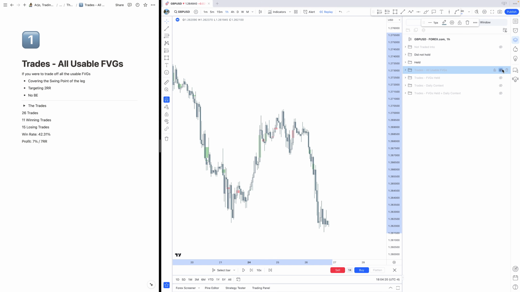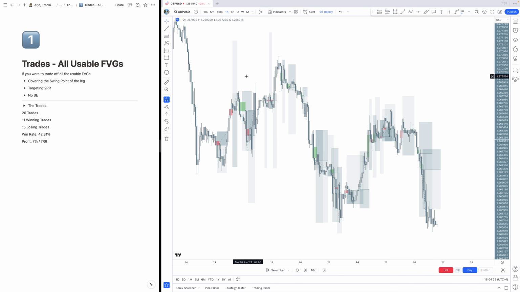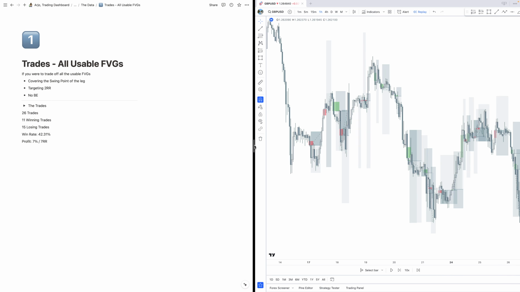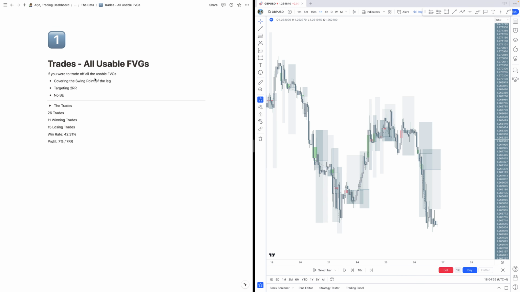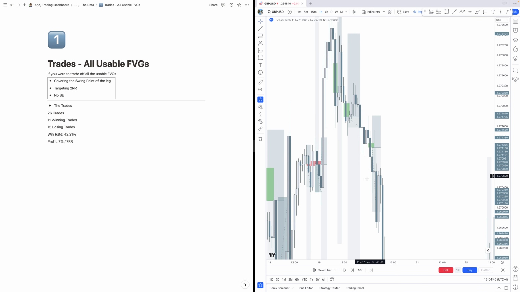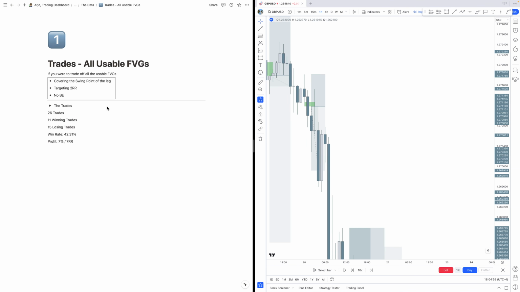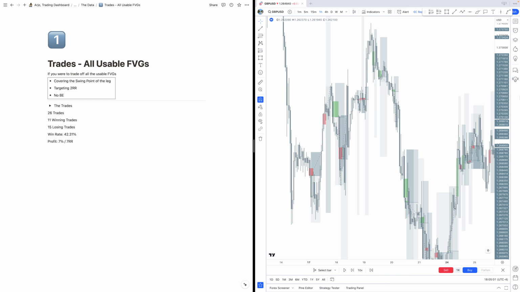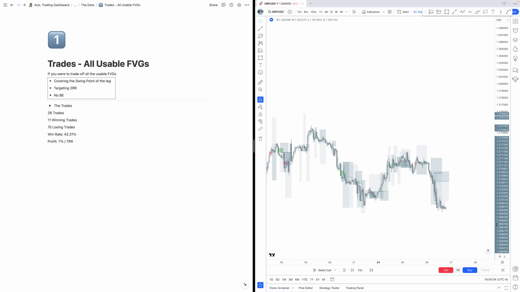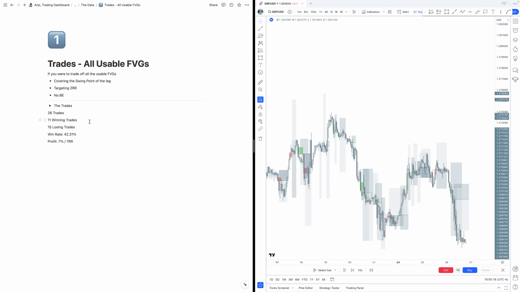And that leads to this result right here, where we have a lot of different trades and we create the following outcome. In the Notion, I've written down, if you were to trade off of all the usable fair value gaps with the following rules, covering the swing point of the leg, meaning if we have this fair value gap right there, we enter on the fair value gap itself and we cover the swing high right there of that leg. If it's a bullish leg, then we cover the swing low. Then we target 2RR and we don't go break even. So it's either take profit or it's a loss.